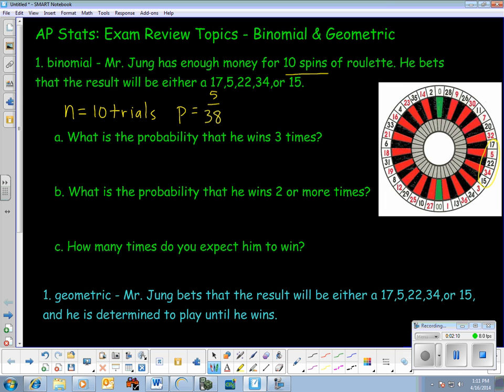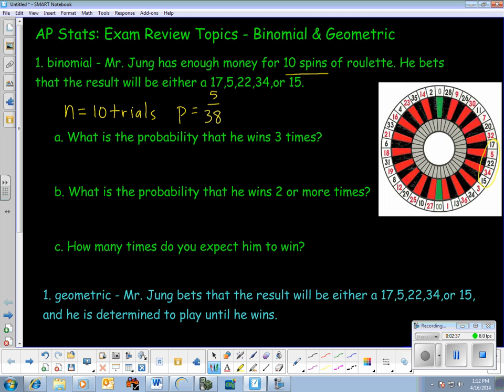Now, to officially be binomial, some things have to be true. We know the number of trials. We know each trial is independent, and the probability doesn't change. The marble doesn't remember where it's been. On spin number 2, I have the same chance of winning as I did on spin number 1. And the size of these 5 sections of the wheel are not changing, so I always have a 5 out of 38 chance.